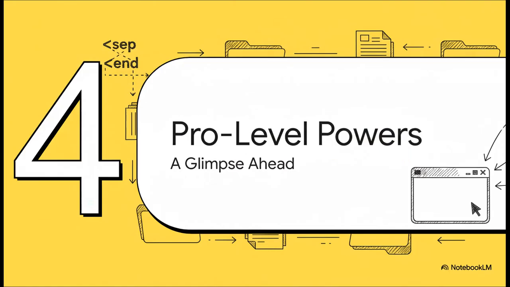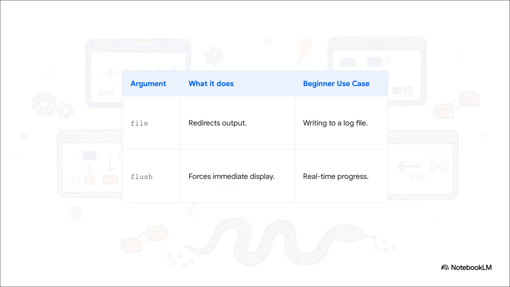So sep and end are fantastic, right? They'll cover you most of the time. But the print function still has a few more tricks up its sleeve for more advanced situations, like, say, writing your output directly to a file instead of the screen. Now, this slide just gives us a quick peek at some of those pro-level features. You've got the file argument, which lets you redirect your output straight to a log file, for example. And then there's flush, which basically forces the output to show up immediately. We're not going to go deep into these today, but it's really good to know they exist for when you need them.